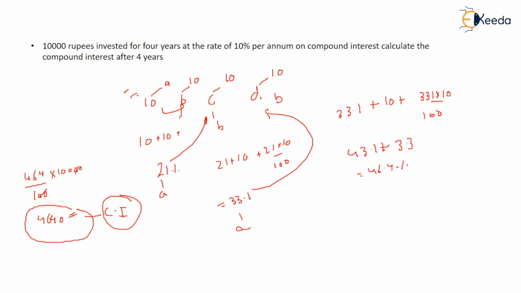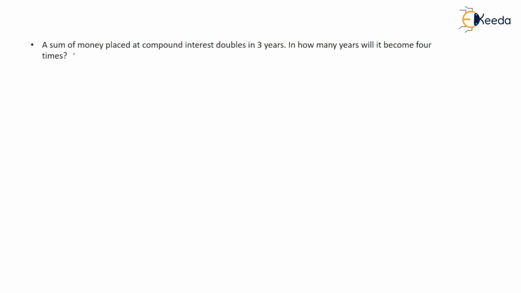Okay, let's see the next question. Okay, this is the question. A sum of money placed at compound interest doubles itself in 3 years. In how many years will it become 4 times? Okay, so suppose there was a sum of 100 rupees. It doubles itself, it becomes 200, in how many years? 3 years, right?